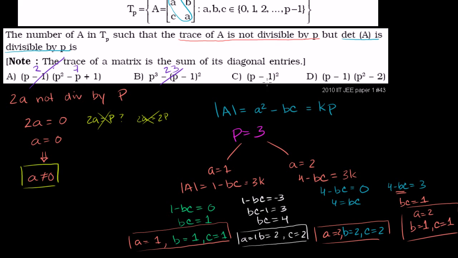3 minus 1 squared, that's 2 squared. This evaluates to 4. So this is looking pretty good. We just have to hope that something else doesn't evaluate to 4. This is 3 minus 1, which is 2, times 7. Once again, this is also 14. Not there. So I would go with C.